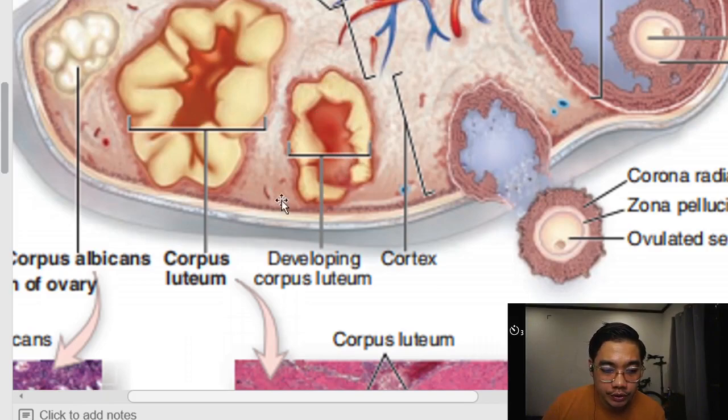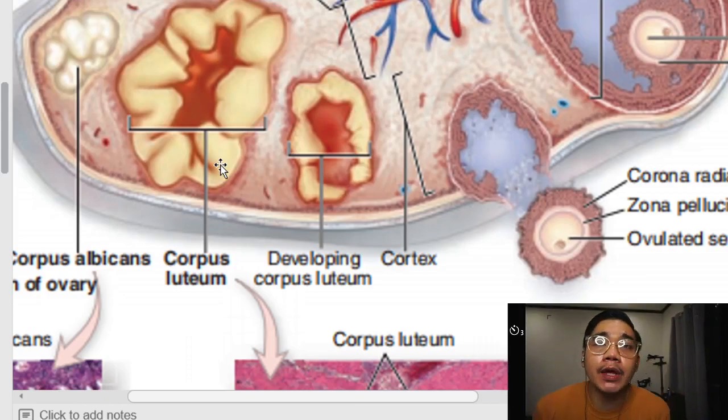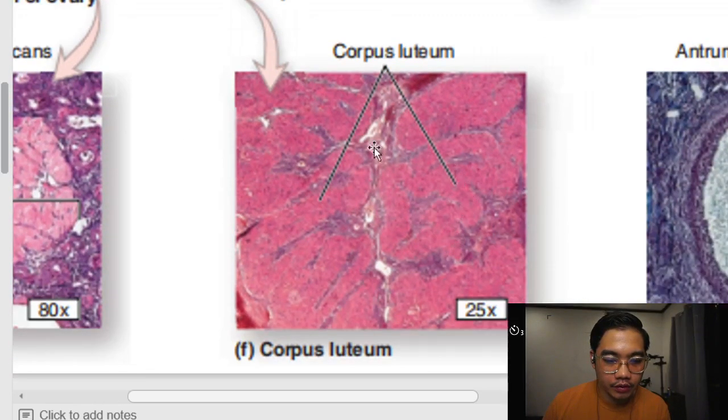This corpus luteum becomes yellow, meaning corpus, body, luteum, yellow, yellow body, no? And then it became yellow due to the increase of the steroid component. Recall that adipose tissue has a yellowish tinge, no? The fat component increases because the corpus luteum produces steroid hormones, namely your progesterone, no? Anyway, here is the corpus luteum.